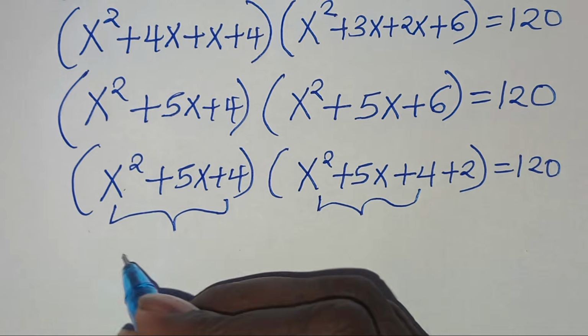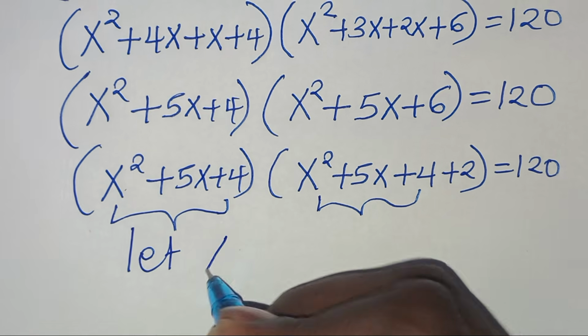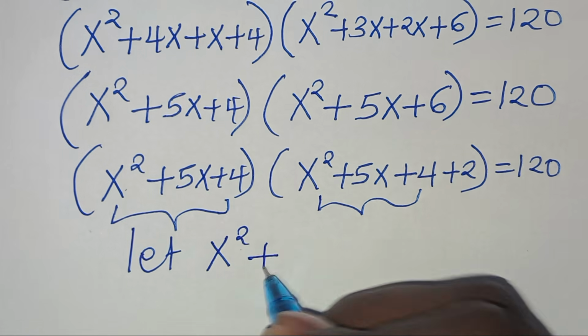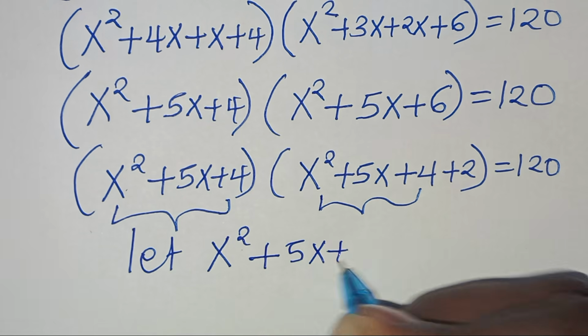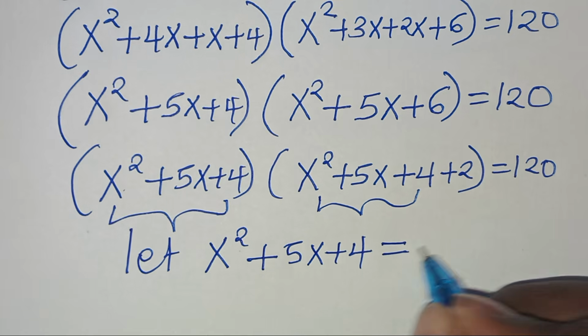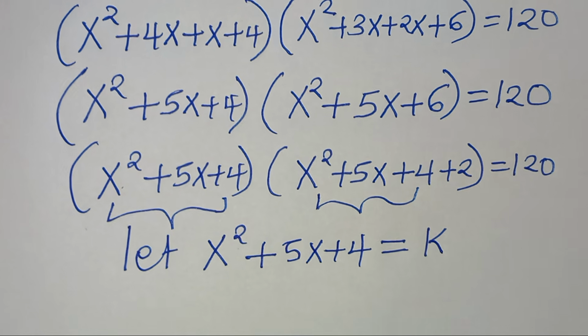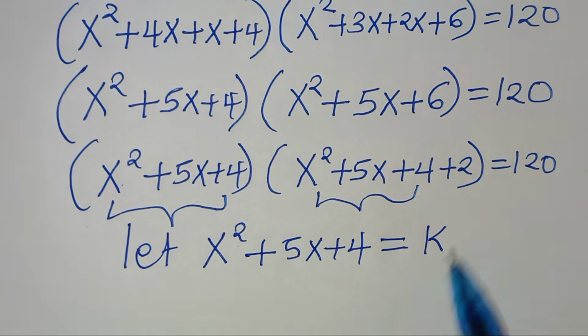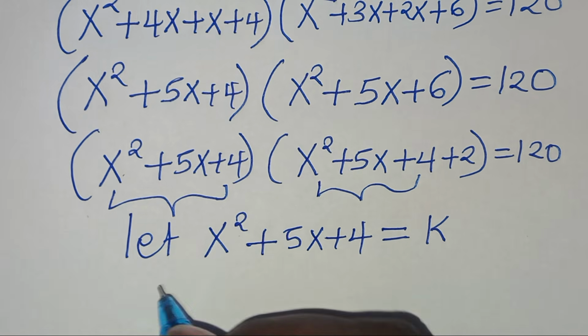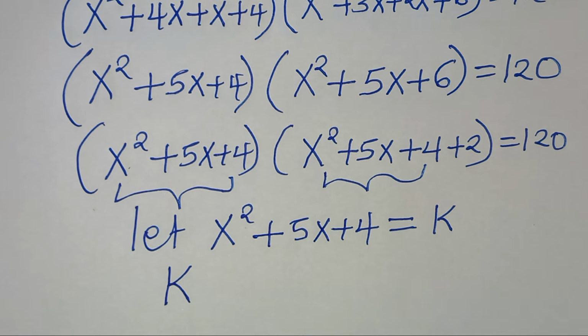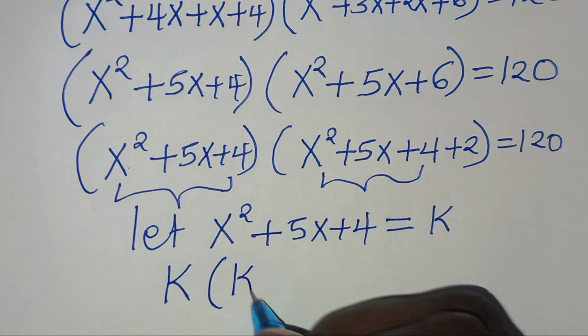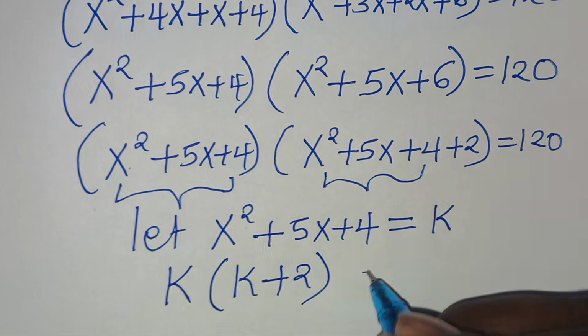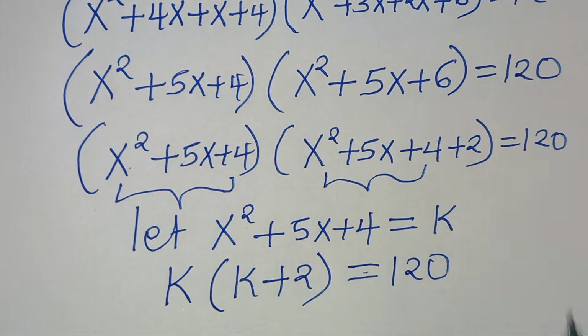So this implies that we can let x to the power of 2 plus 5x plus 4 be equal to k. Now let's express this equation in terms of k. So here we have k multiplied by (k+2). This is equal to 120.